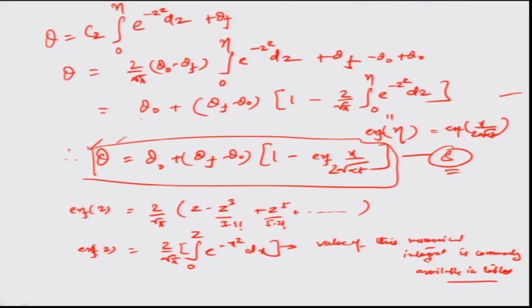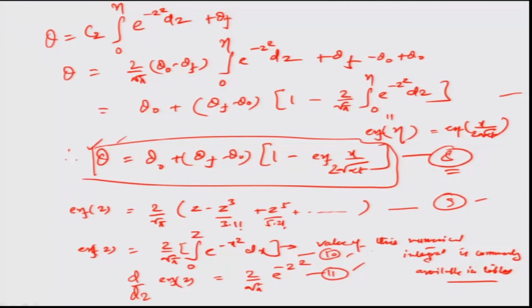Also, d by dz of this error function can be represented as twice by root pi e to the power of minus z square. So, these are equation 9, equation 10 and equation 11, some of the basic mathematical forms of the error function that we would like to use later on from our analysis point of view, and we already know how this error function is related to theta as a function of x.